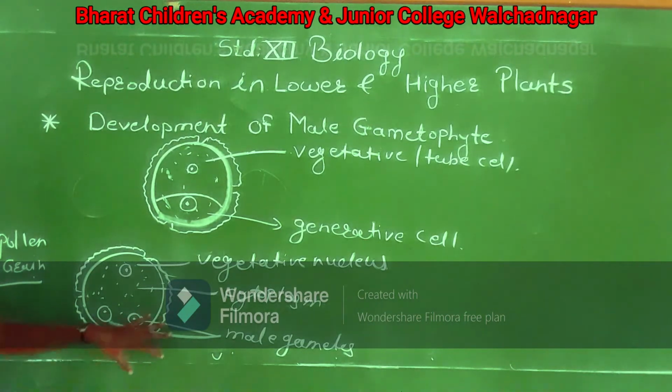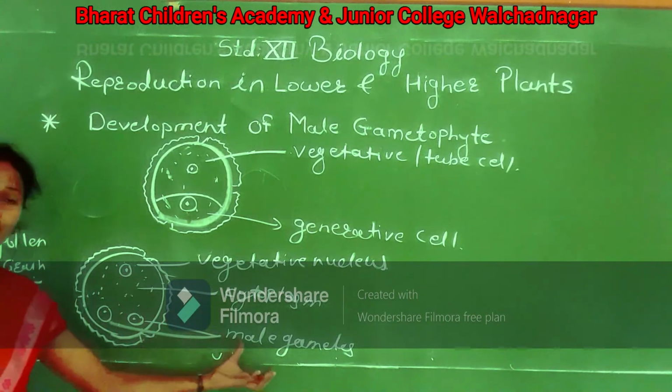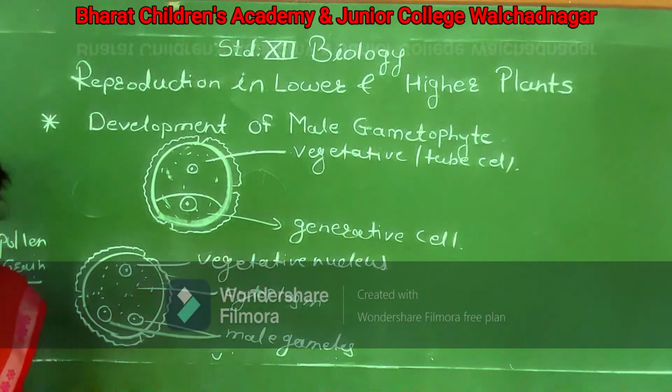Now in this structure, it means in this pollen grain, which components are there? There is the cytoplasm, there are two male gametes, and then the vegetative nucleus is present.